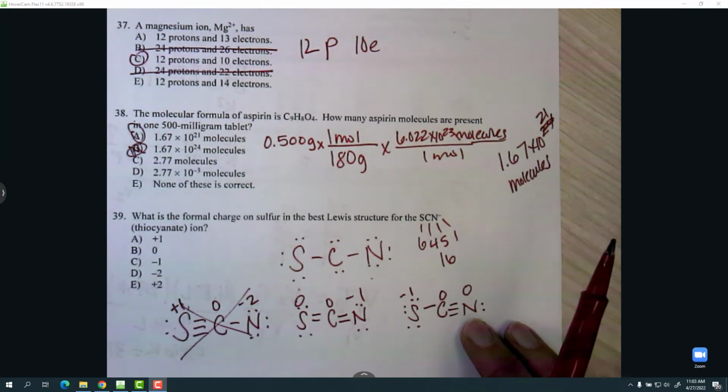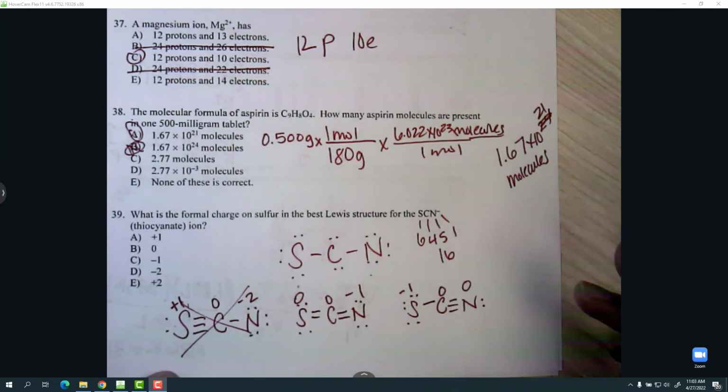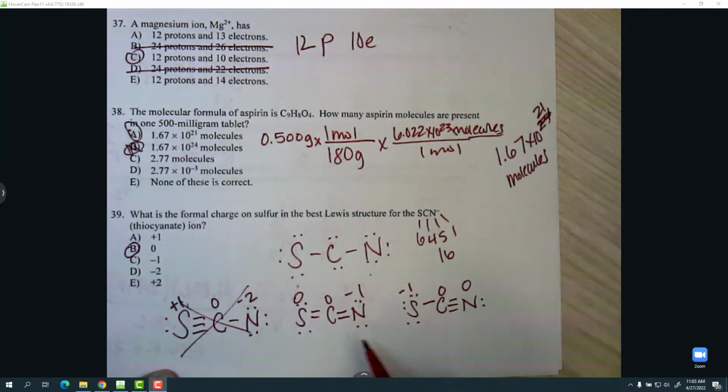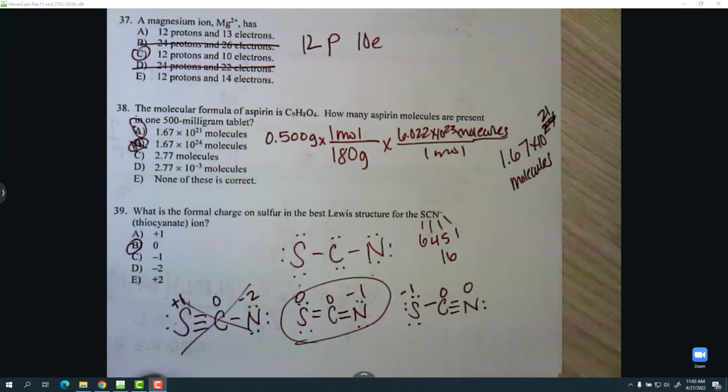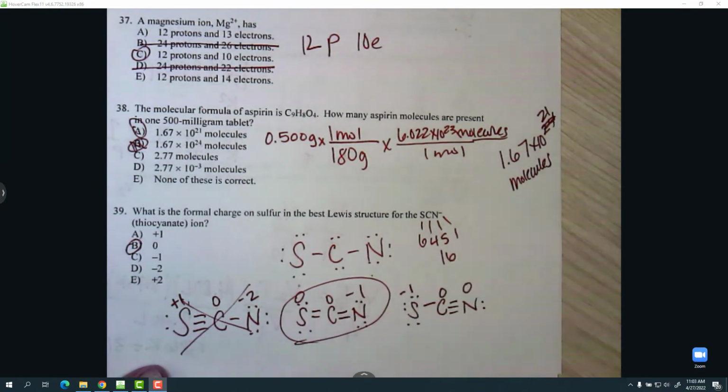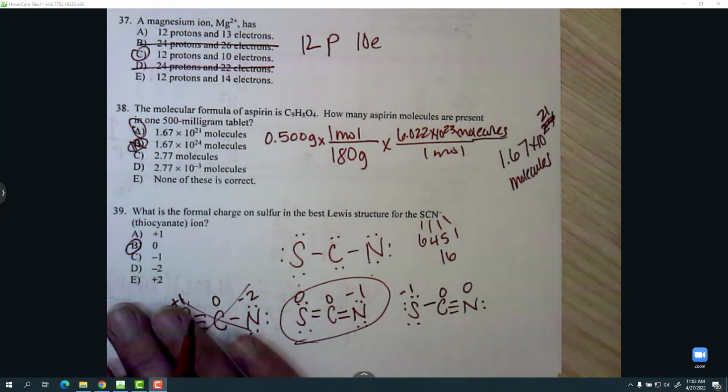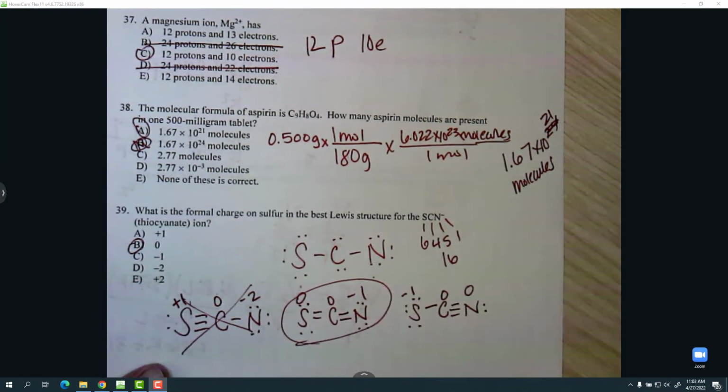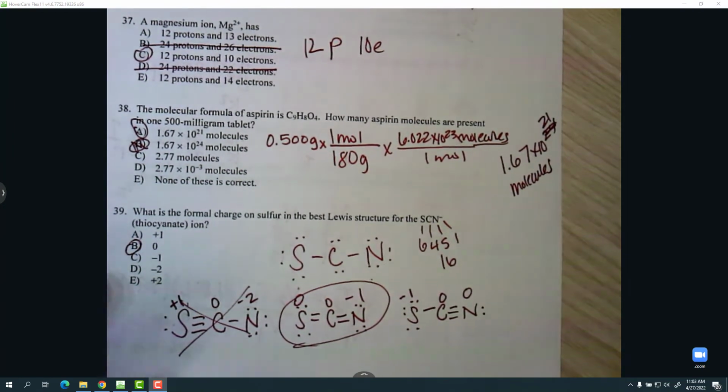So it's either -1 or 0. It looks like the correct answer is the one where the sulfur is the 0 and the nitrogen is the -1. That was my guess, but I really didn't know that one. But that's the idea, and hopefully on the exam, not hopefully, I write the exam, I will write it more fairly, so that you would be able to pick without having any more information.